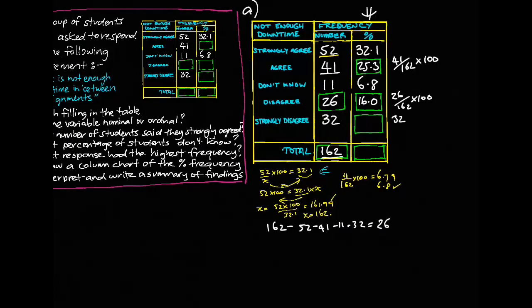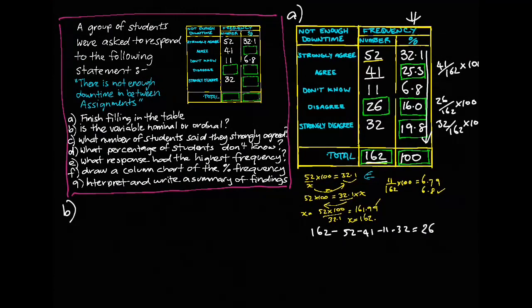32 strongly disagreed out of 162. I think there'd be a lot of people arguing with them. And that gives 19.8 rounded up to 1 decimal. Now finally, summing all these values in this column it actually gives you exactly 100% in this case. So you know you've got it right. And that's the table finished.